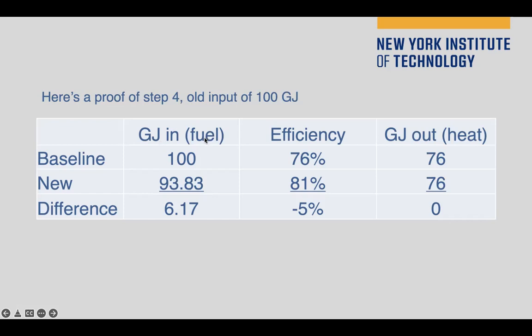If we have a higher efficiency, that means theoretically we input less to get the same output. So in the new case, let's assume we have the same heat output, 76 gigajoule, with the 81% efficiency. When we calculate the input, it is just 93.83. So the saving is 6.17. You can also regard it as a percentage.